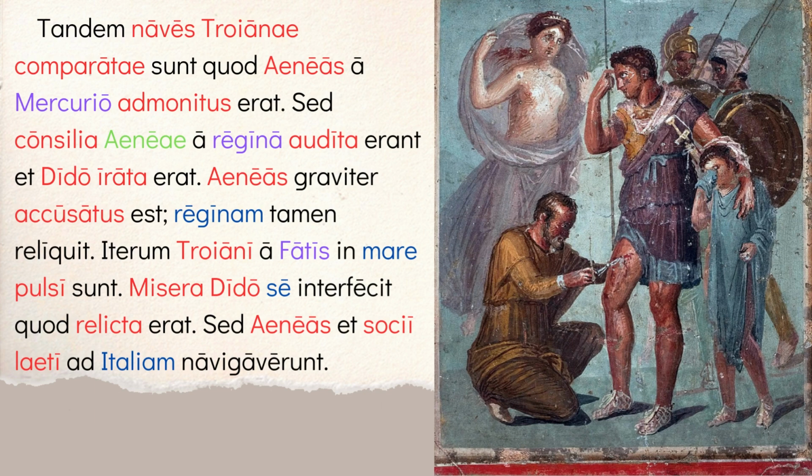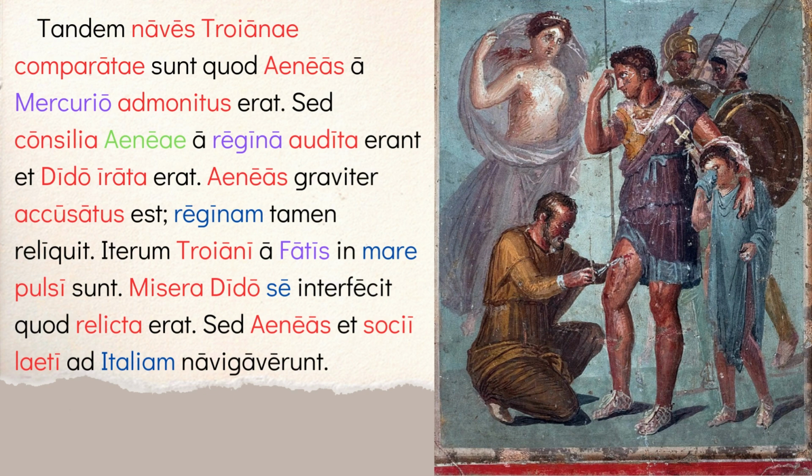Okay, so Aeneas first, pluperfect, he was warned or advised by Mercury, and then in the past the ships were made ready, right? Comparatae sunt. So in the story, Aeneas gets ready to leave because he's not supposed to be staying with Queen Dido. He's supposed to go to Italy, so he gets told he has to leave.